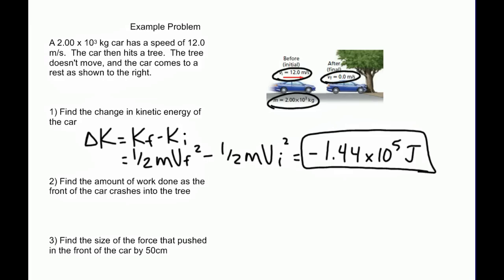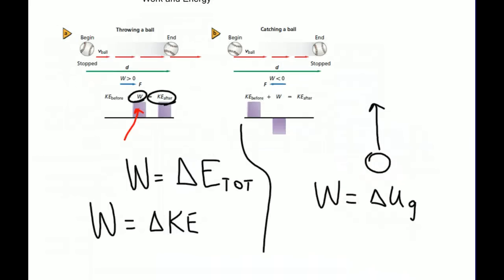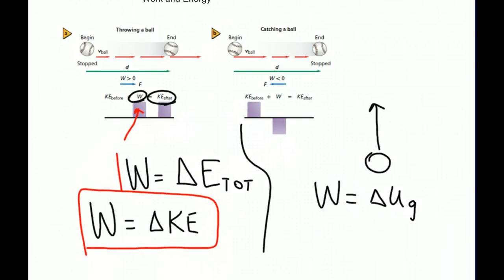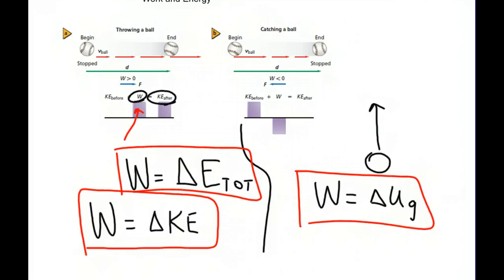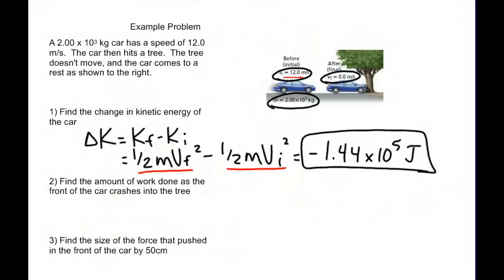So as you plug in all those values, you get 1.44 times 10 to the 5th joules. It's negative because we started with some amount of energy and we finished with no energy. So if my change in energy was negative 1.44 times 10 to the 5th joules, remember from back here we said that the amount of work done is in general equal to our change in total energy.